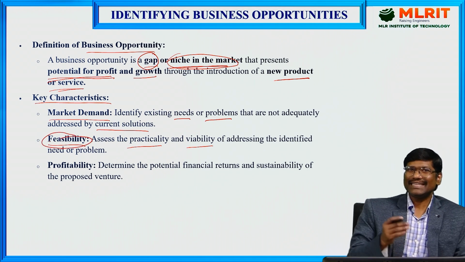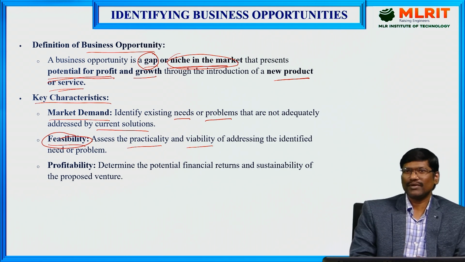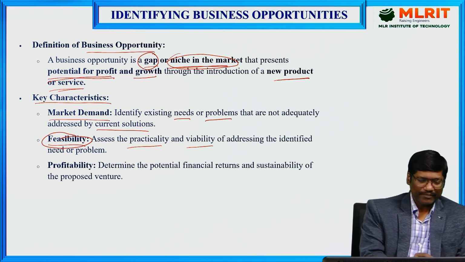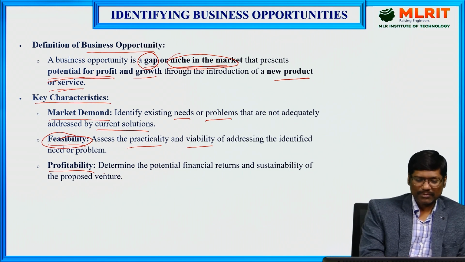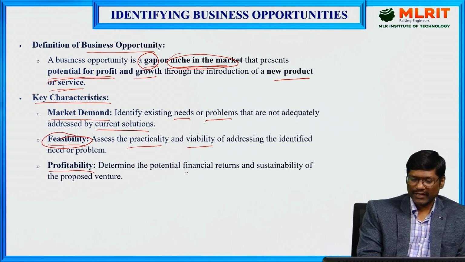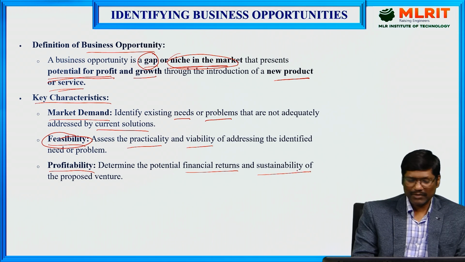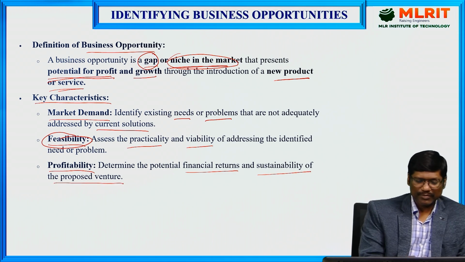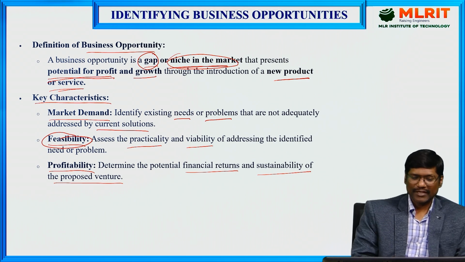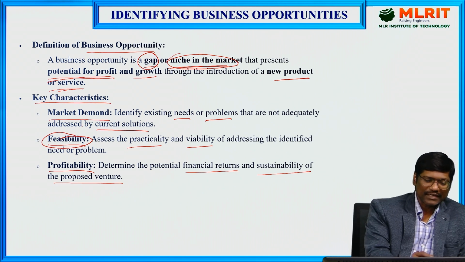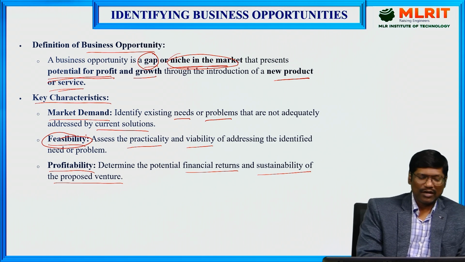It is easily accessible to the customers, to the people around, right? So the third one is profitability. Profitability talks about determining the potential financial returns and the sustainability of the proposed venture, right? You should get profits, then only you will be able to sustain in the market. So these are the key characteristics of a business opportunity.